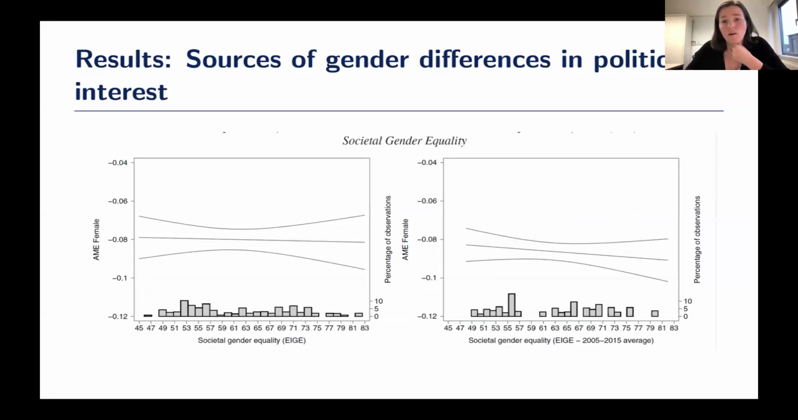For societal gender equality, this indicator that captures inequality in society across domains, we basically find zero indication that this is moderating the size of the gender gap in voter turnout. It's consistently of about the same size, and it doesn't really matter how gender equal society is overall.